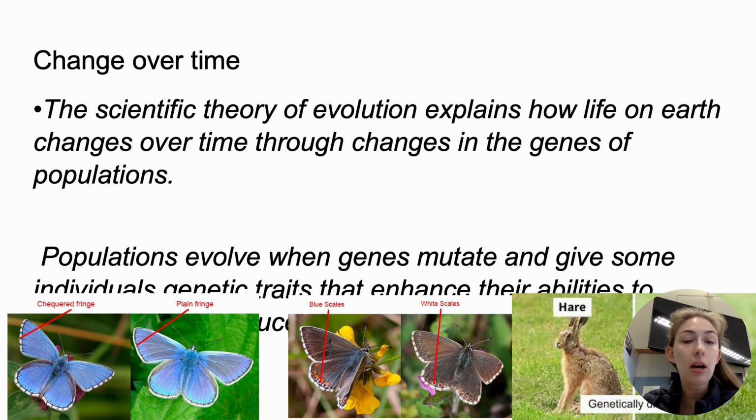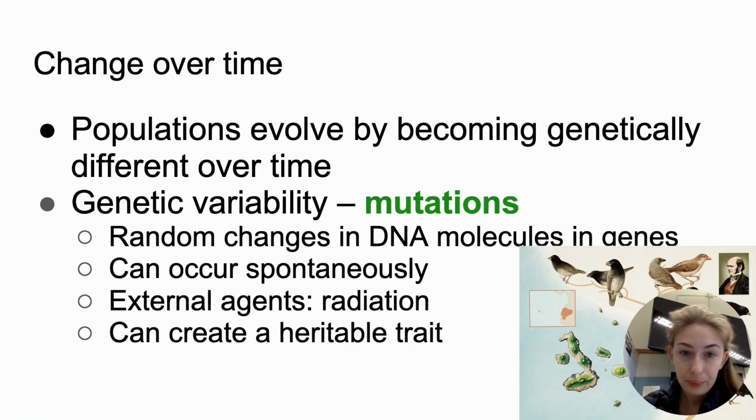So these right here are very similar species, but you have slight differences that better help that species to survive in its particular environment. Now, change over time. Populations evolve by becoming genetically different over time, aka mutating, right? Remember, it can be random, it can occur spontaneously, it can be from external things like radiation, and it can also lead to a heritable trait that's then passed down to the next population.